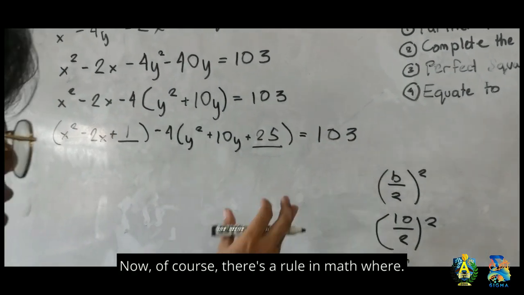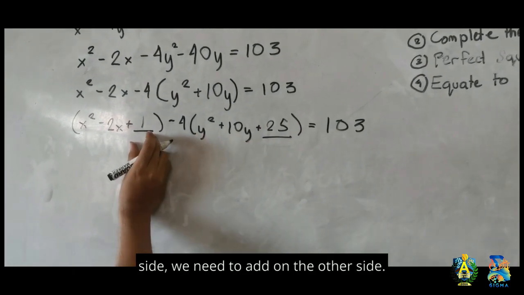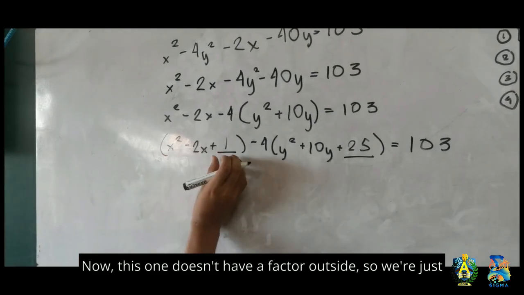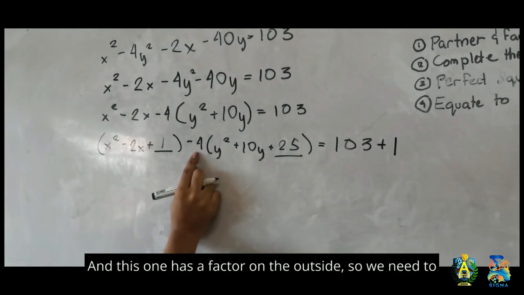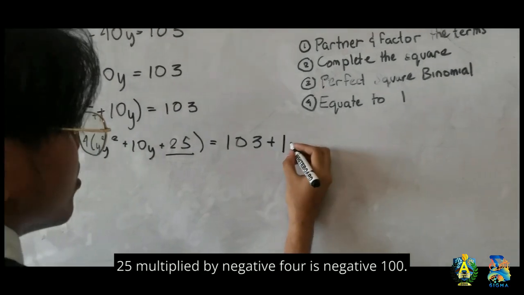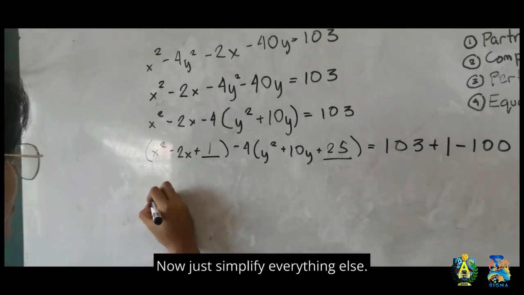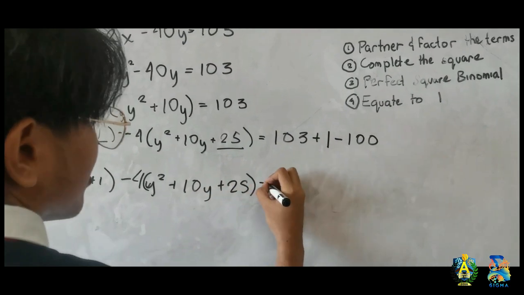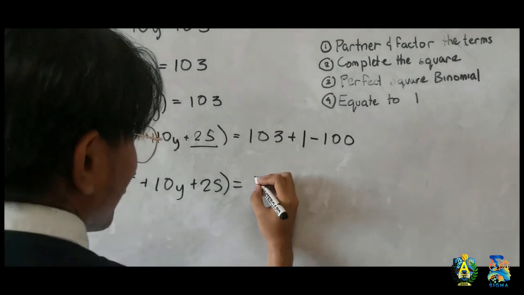Now of course there's a rule in math where whenever we add on this side, we need to add on the other side. This one doesn't have a factor outside, so we're just simply going to add the 1. And this one has a factor on the outside, so we need to multiply them both. 25 multiplied by negative 4 is negative 100. Now just simplify everything else. So copy this and copy this trinomial, and then simplify this other side, which is simply just 4.